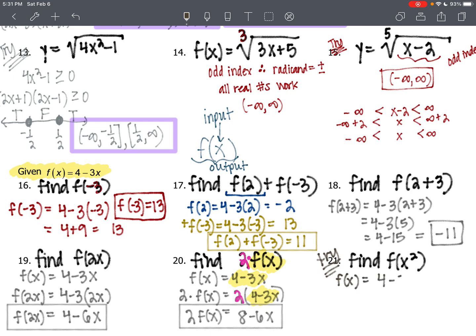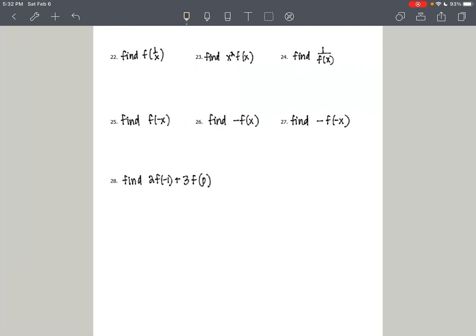And if f of x is 4 minus 3x, then f of x squared is going to be 4 minus 3 times x squared, which is 4 minus 3x squared. So give yourself a pat on the back if you got that correct. It's always a good thing. Give yourself a pat on the back, some recognition, and let's turn the page.